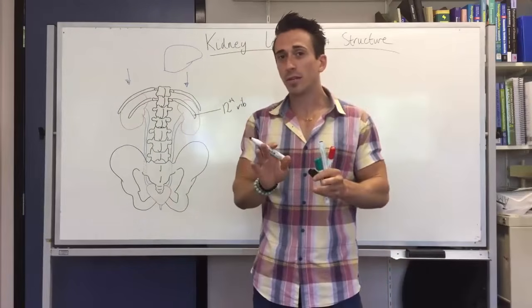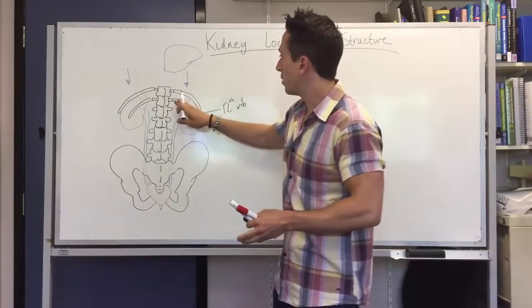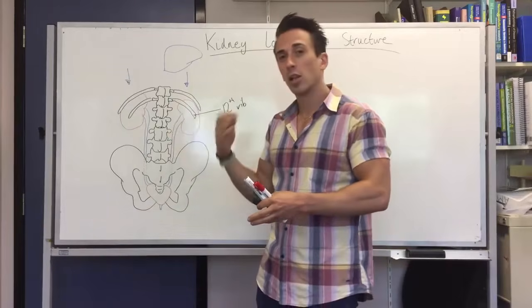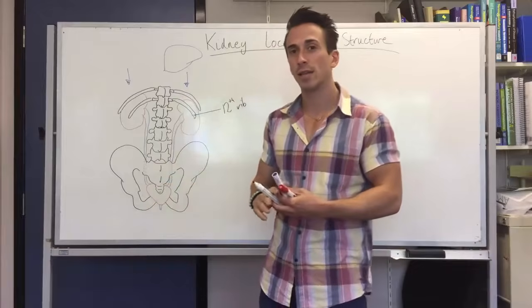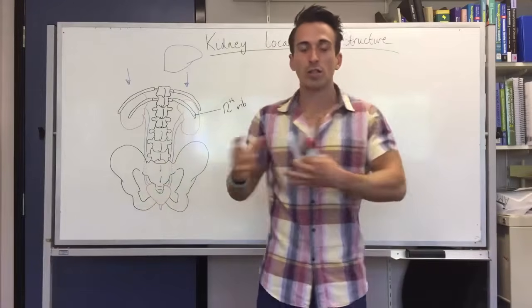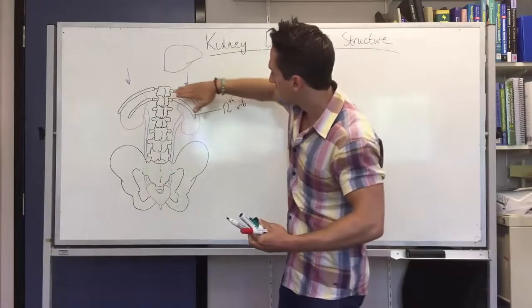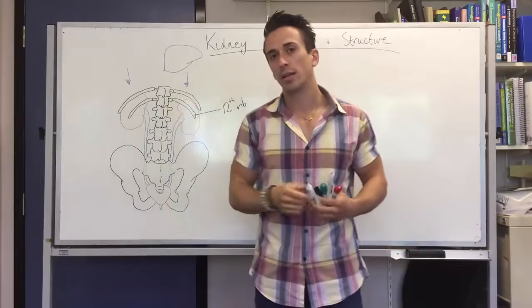Now, it doesn't actually protect it very well. In actual fact, this can be more dangerous than helpful. A lot of patients may come in from car accidents, and the way that the car crashed and the way that their body twisted, that rib can snap and actually sever the kidney.